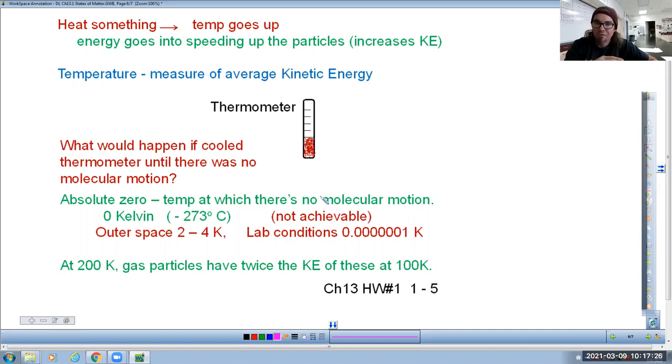Right? The red alcohol doesn't freeze because it freezes at a lower temperature than water does. So it'll drop down to a certain volume. They put a line there. So let's call that 0. And now you have a centigrade or Celsius thermometer.